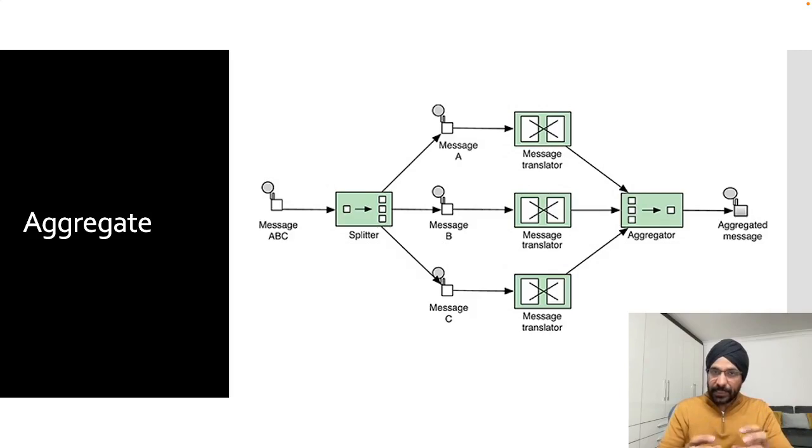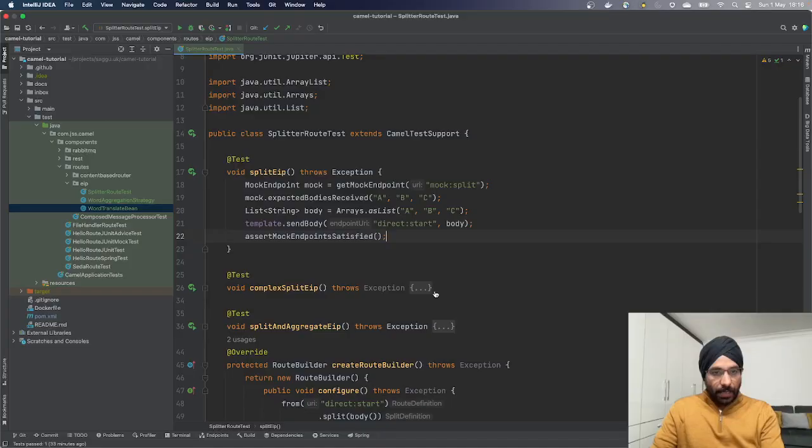Enough of chatting. Let's take a look at the code and try to build some simple routes using splitter, as well as one complex example I'll show you, and then towards the end we'll try to use this aggregator strategy as well. Let's head back to our IntelliJ.